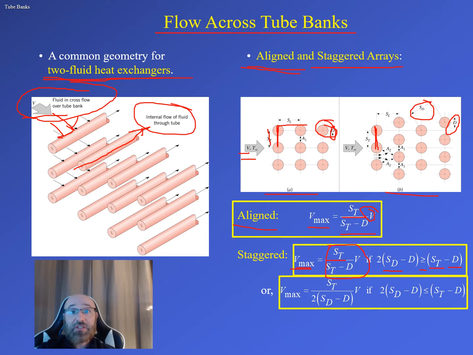So we can see that this is the same relationship we have for aligned. So for staggered, it will be that same relationship for our V_max as we saw for aligned if this condition is met between the relationship of our S_T and our S_D. The other situation is when 2 times S_D minus our diameter D is less than or equal to S_T minus D. Then this changes, and you can see how this changes is now we see this 2 in the denominator down here. So V_max is now going to be equal to that S_T distance divided by 2 times our S_D distance minus our diameter D, times that velocity V.